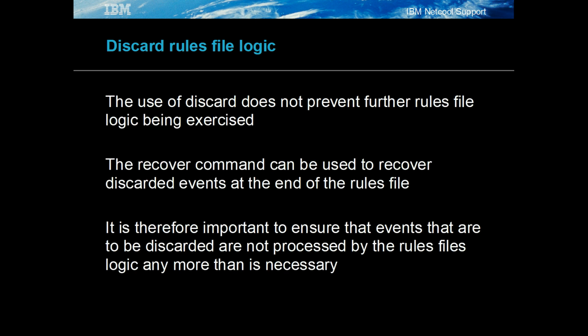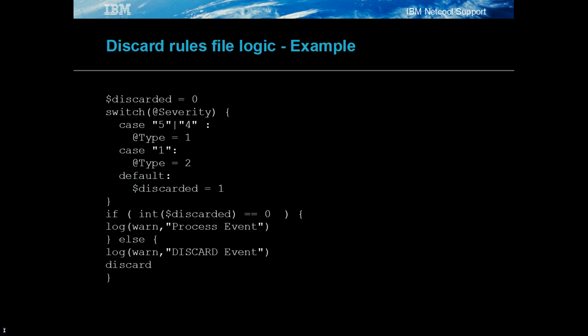Although the discard function prevents the event being sent to the object server, it does not prevent the rules file logic being exercised. Therefore, it is important to ensure that once an event is marked to be discarded, it is no longer processed by the rules file. This is achieved using flags or conditional logic. In this example, the $discarded token is set to 1 when an event is discarded, with the $discarded token checked before performing the next block of rules file logic.